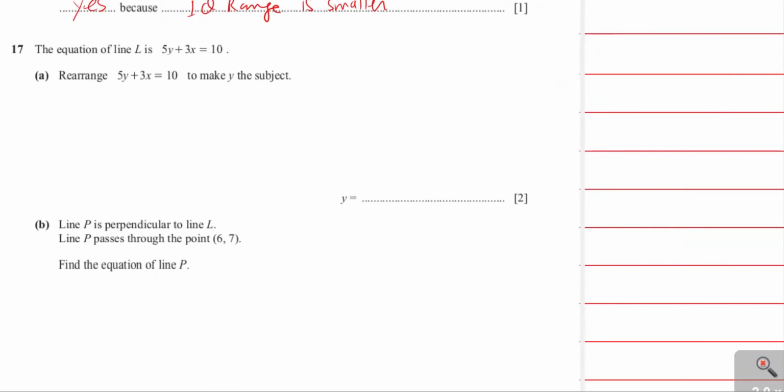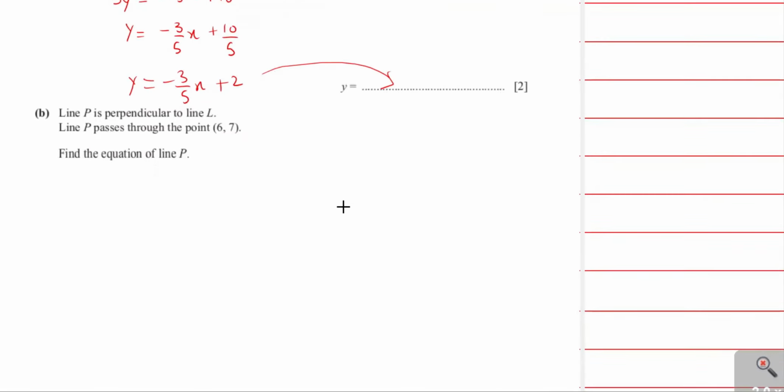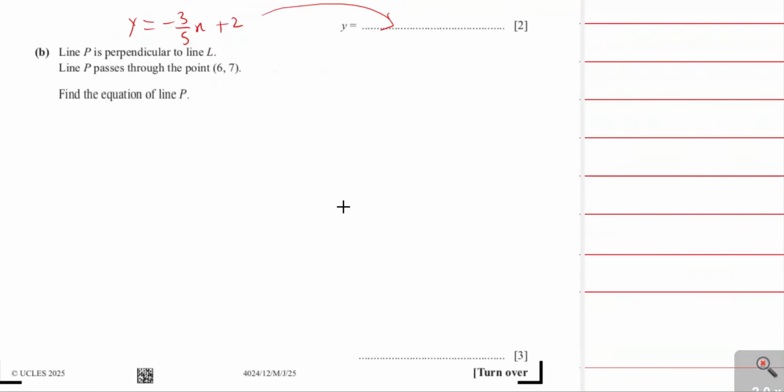Next question, number 17. The equation of line L is 5y plus 3x equals 10. Rearrange to make y the subject. Look here, we can write 5y equals minus 3x plus 10, and y will be equal to minus 3 over 5 x plus 10 over 5, and this is minus 3 over 5 x plus 2, and this is the answer. Part B, line P is perpendicular to line L. Line P passes through (0, 6). Find the equation of line P.